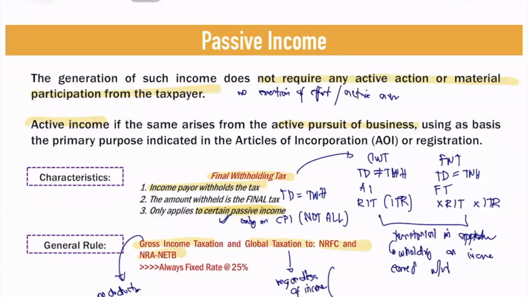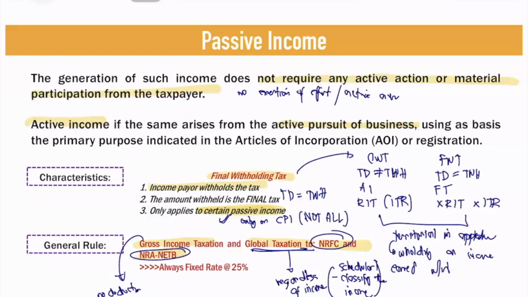Because here, if we compare it to schedular, under schedular, you now try to classify the income. But under NRFC and NRA and ETB, we don't classify the income. So let's say, for example, the income is interest. You subject it to tax at 25%. Aside from that, let's say dividends, still 25%, for NRA and ETB. Why? Because they are taxed globally. So whatever their income, it is taxed globally, at 25%.